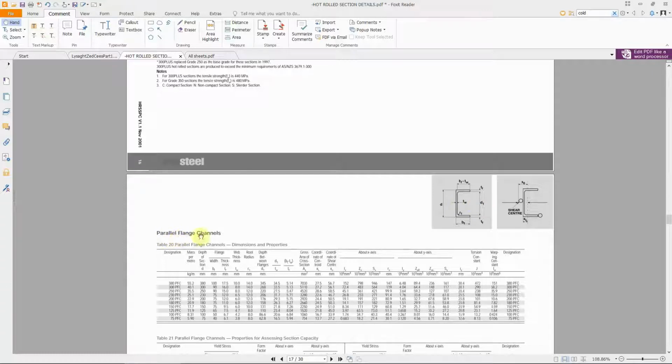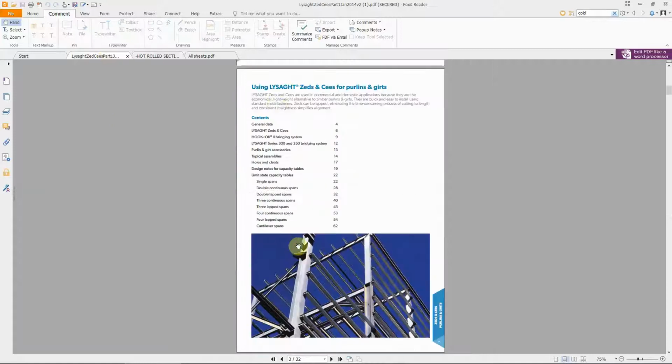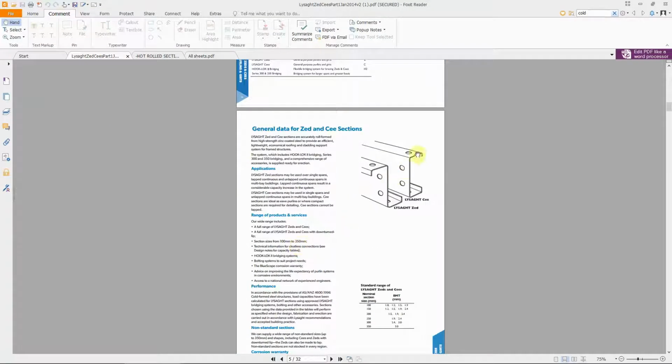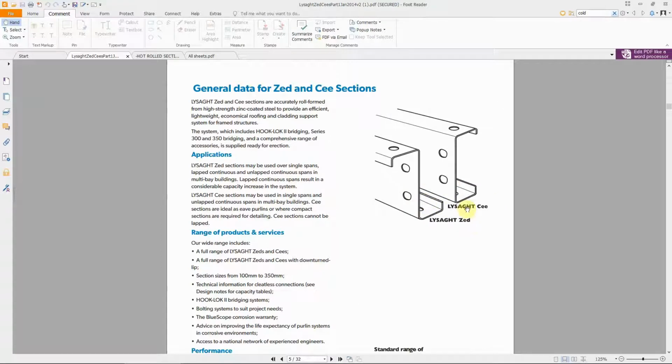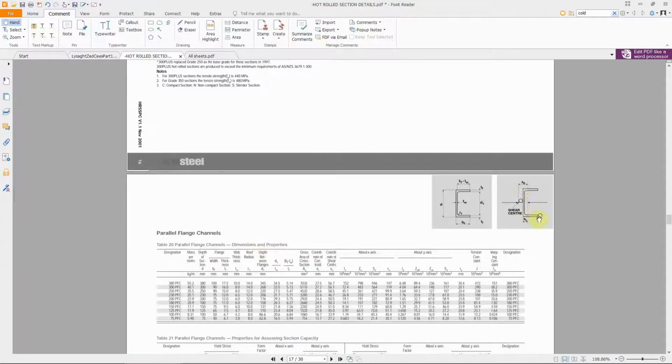PFCs, parallel flange channel, we refer to it as PFC. It's very commonly used in many applications, the PFC members. So we have to understand what I'm saying: PFC refers to parallel flange channel. Please note, this channel is different than what we'll be talking about in a minute, a C-section. This is not a C-section. What we call C is a cold-formed, thin member. Look how thin that member is compared to this PFC. Completely different members, and we have to keep an eye on that.